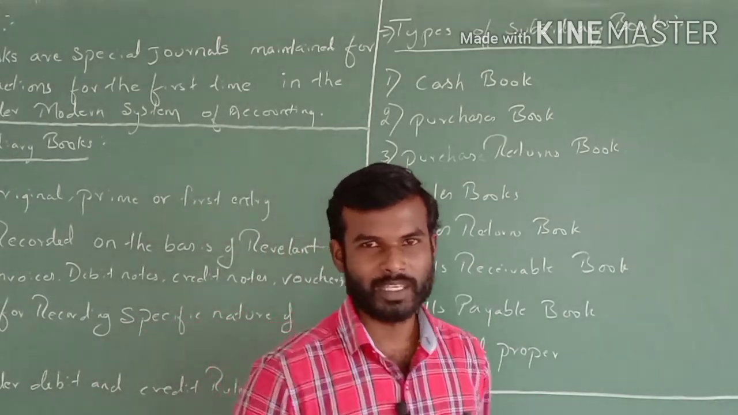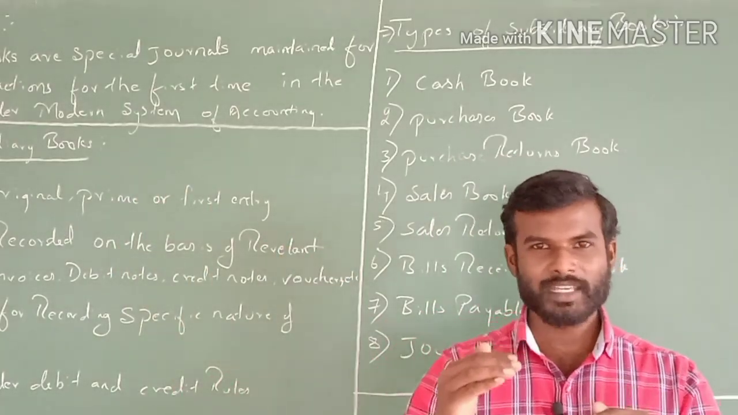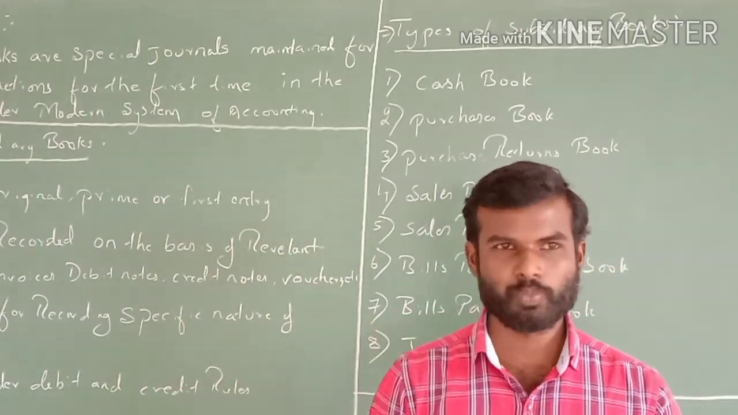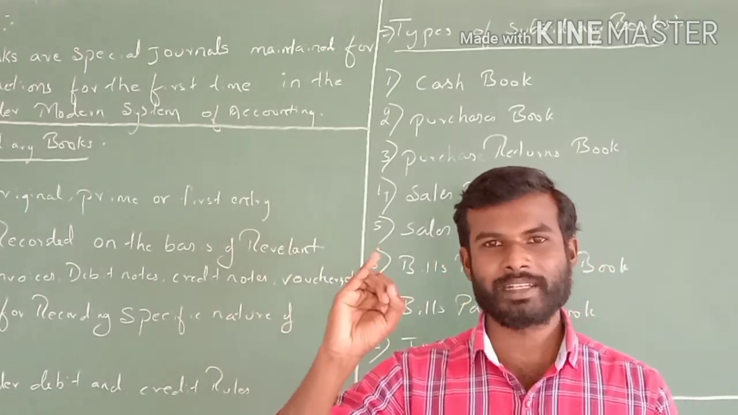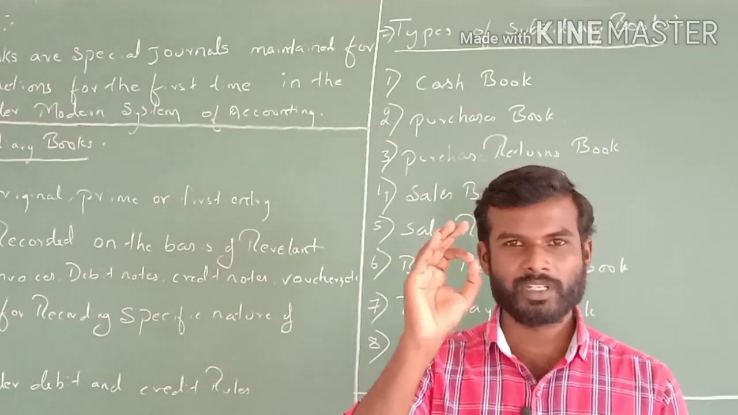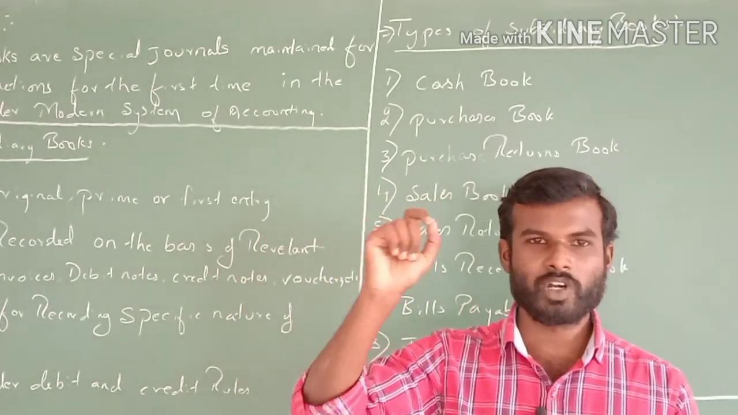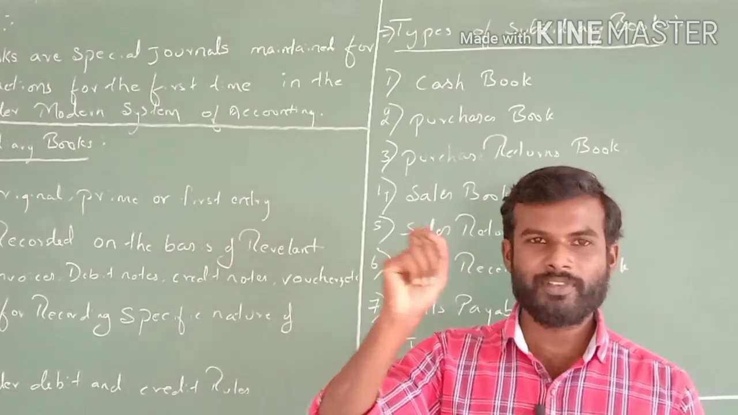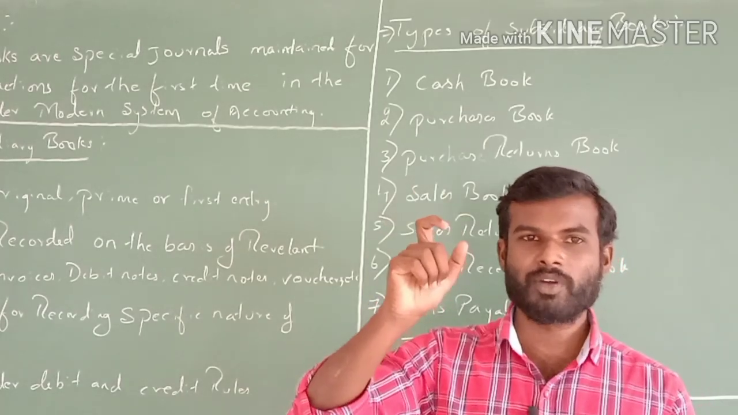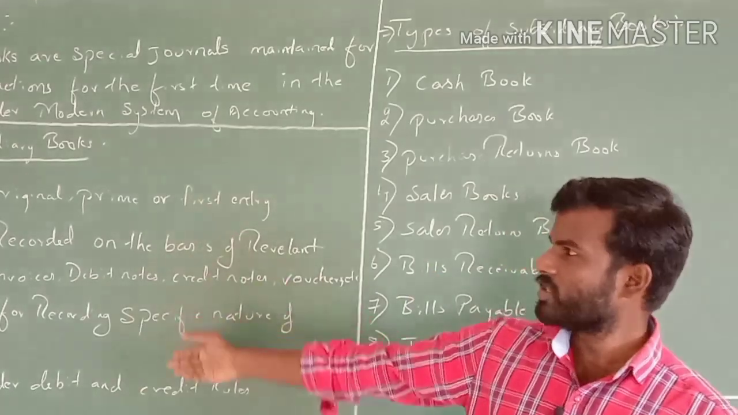Once again I am saying, while coming to this chapter, that is recording of business transactions part 2, we have seen the major concept called subsidiary books. Subsidiary books are also called special journals, or we can also call them day books. Here we record only the first transactions under the modern system of accounting.